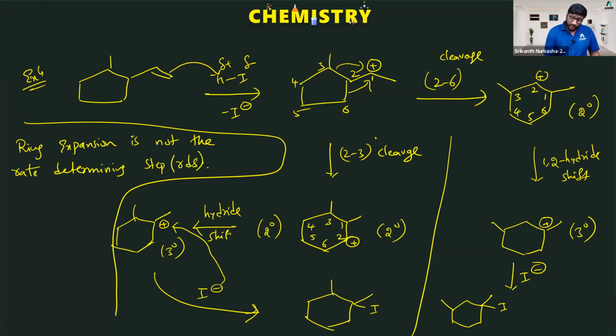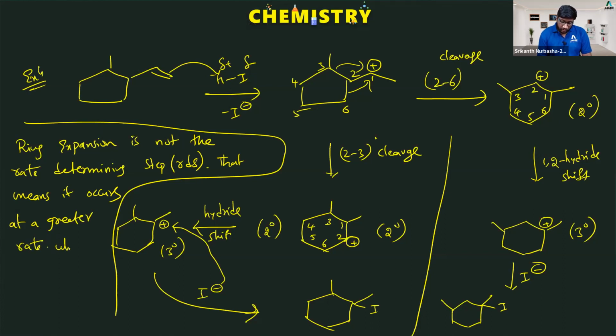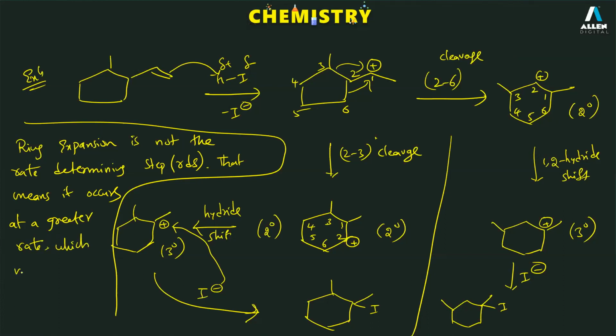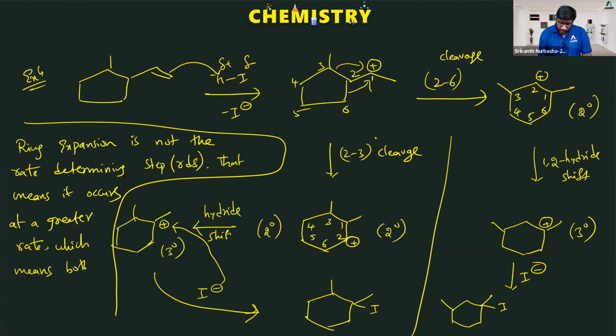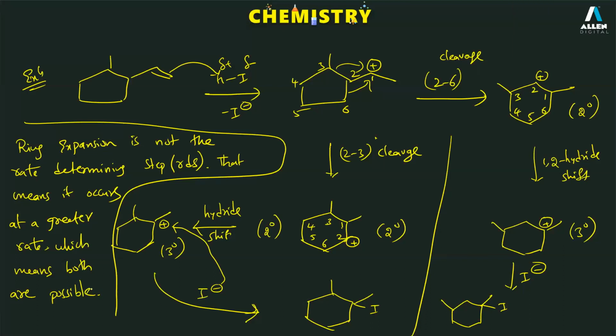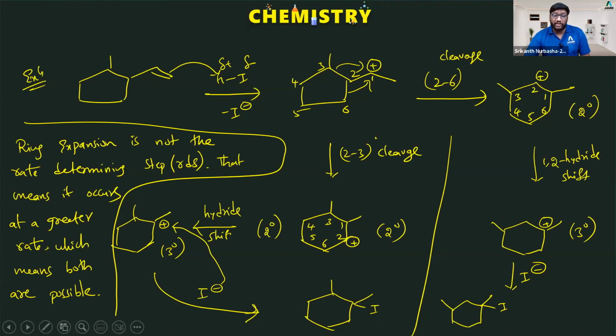Or RDS. That means it occurs fast. That means it occurs at a greater rate, which means both are possible. We cannot say which one is major and which one is minor in this case. Why? Because ring expansion is not the rate determining step. Is that point clear to everyone or not?